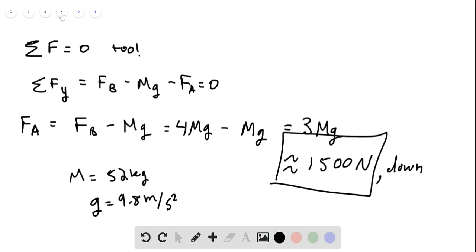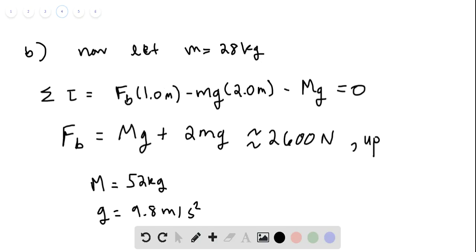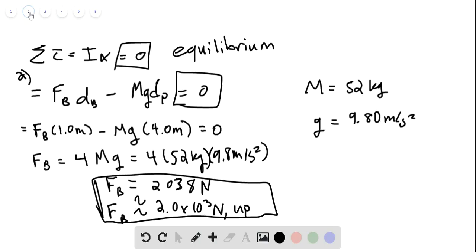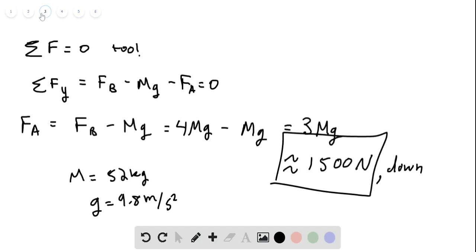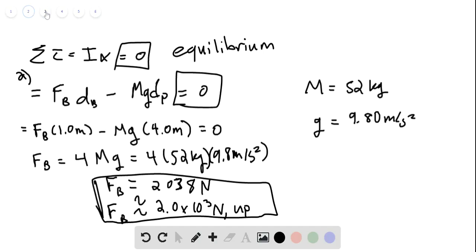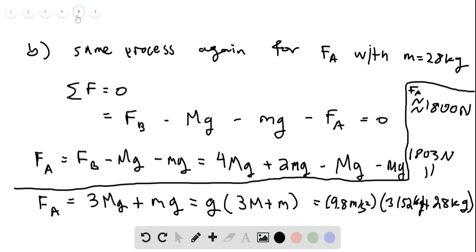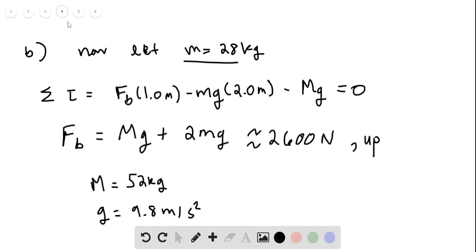Okay, now for part B. The only thing that changes here is we let m equal 28 kilograms. So we essentially just need to do the same calculations as we did on pages 2 and 3, but we just need to include little mg. So that's exactly what we do. Same process again, or actually, let's go to this one.